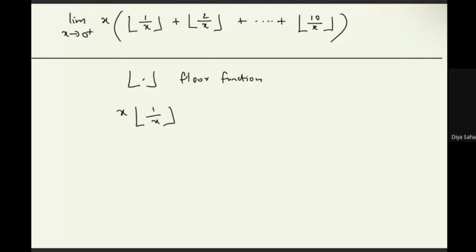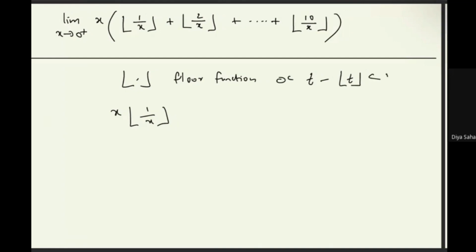What is your expectation? If you don't have the answer, can you still guess where it will be? Because it's a floor function, you know one thing: what will be the difference between t and the floor function of t? It's not too far away from t, right? The floor function of t means the difference always lies between 0 and 1.